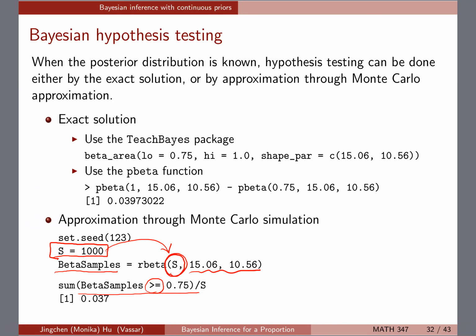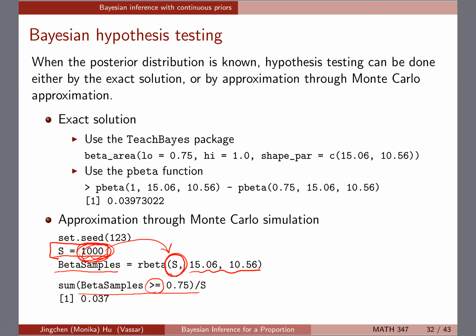It's 0.0737. And you can actually increase this number, 1,000. If you increase it even higher, I think you're going to get an even closer approximation to 0.04. Okay, so this, I think some of you already covered in other courses or from other sources. So this is an approximation through Monte Carlo simulation of the exact solution.